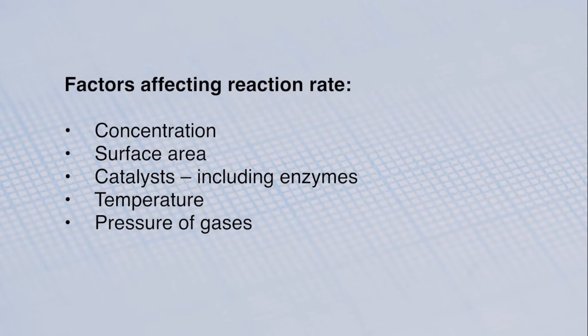Several factors affect the rate of a chemical reaction. These factors include concentration, surface area, catalysts, including enzymes, temperature, and pressure of gases.